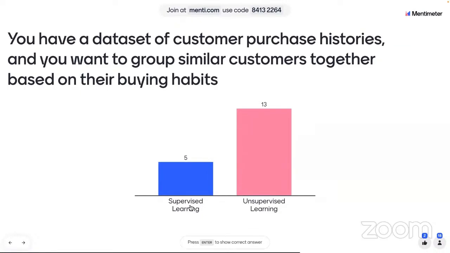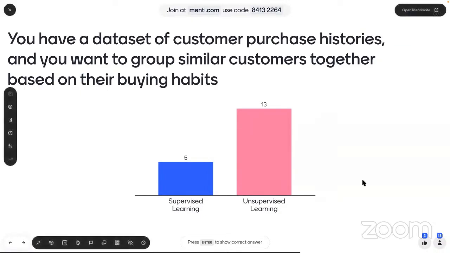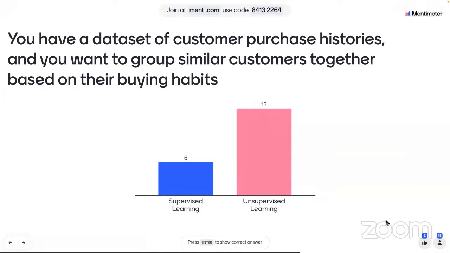Okay, I'm choosing unsupervised learning because number one, we don't have the outcomes, like a stated prediction from the data sets. And number two, we are grouping, we are sort of clustering. We are trying to group different parts of the outcomes. So that's why I chose unsupervised learning.